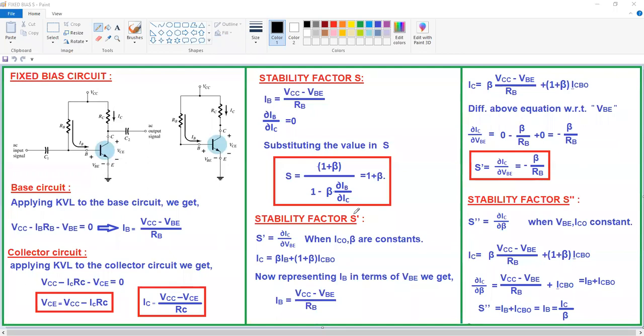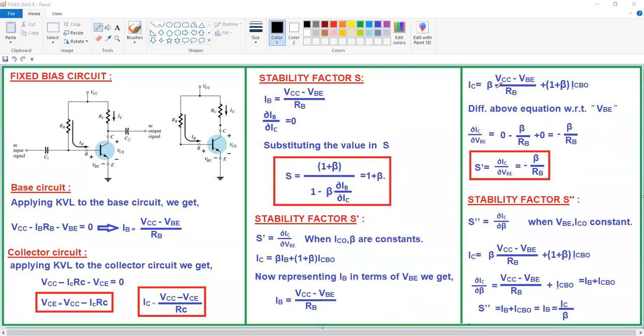To derive this S dash, I am taking the output current equation: IC is equal to beta into IB plus 1 plus beta into ICBO. This is from the previous class. Now I am taking the equation of IB, which is IB equal to VCC minus VBE by RB. Substitute this IB in the above equation. It will become IC is equal to beta into (VCC minus VBE) by RB plus 1 plus beta into ICBO. This is the equation after substitution of IB.